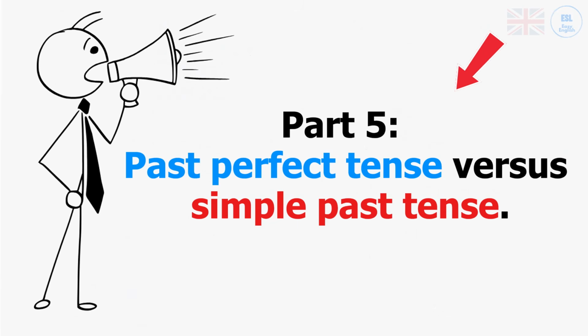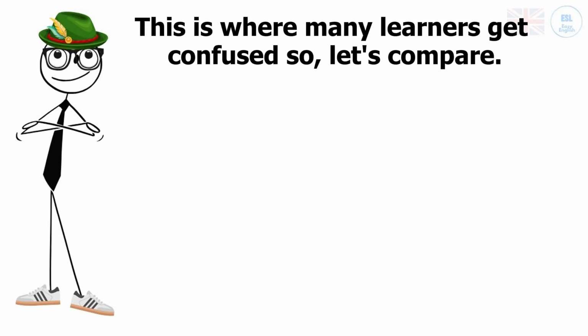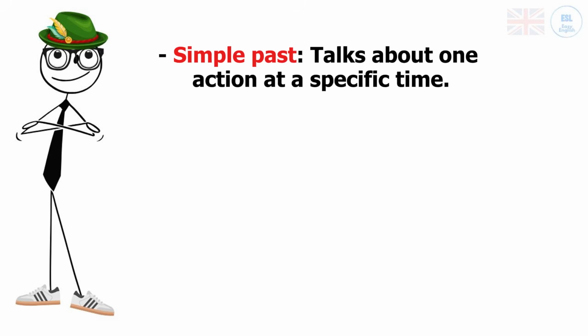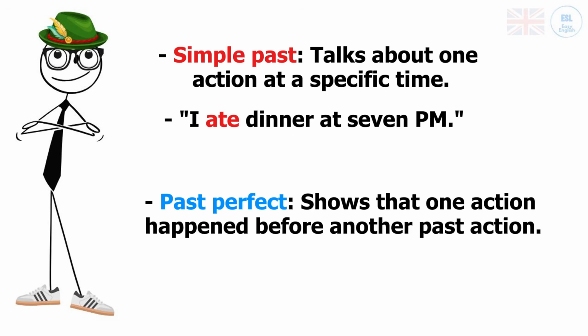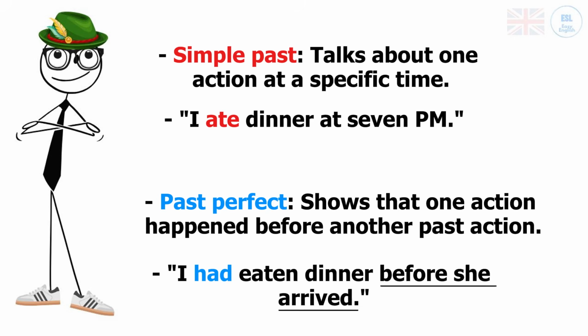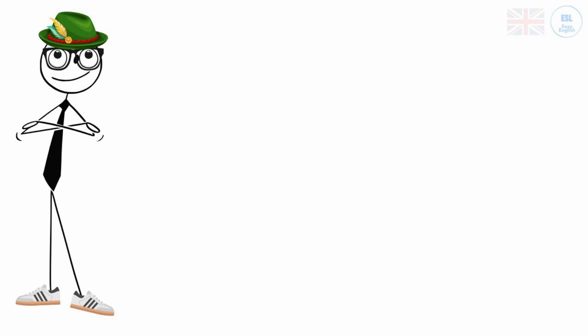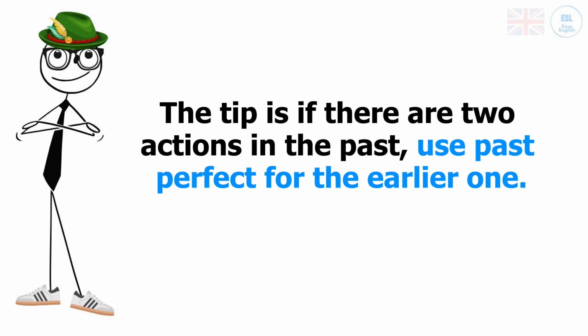Part 5. Past perfect tense versus simple past tense. This is where many learners get confused, so let's compare. Simple past talks about one action at a specific time. I ate dinner at 7 p.m. Past perfect shows that one action happened before another past action. I had eaten dinner before she arrived. The tip is, if there are two actions in the past, use past perfect for the earlier one.